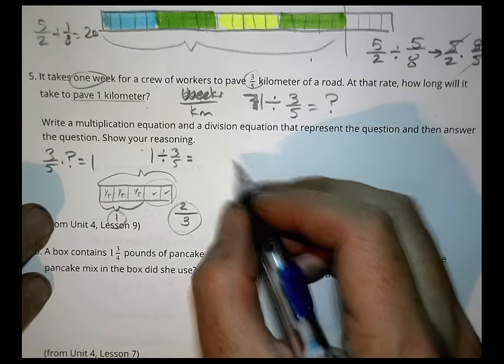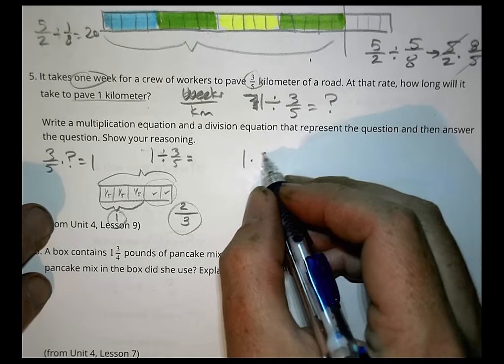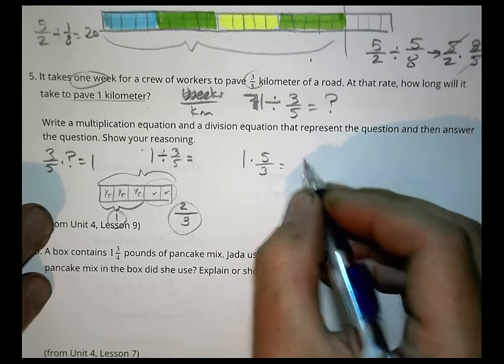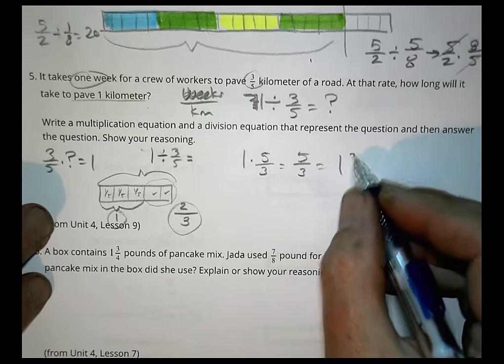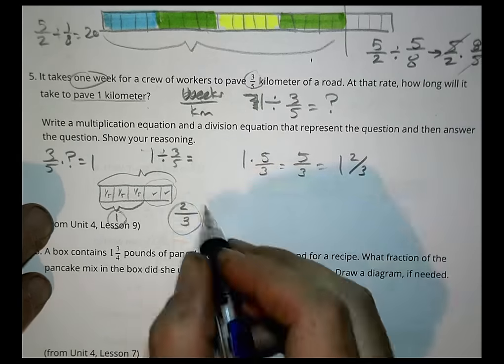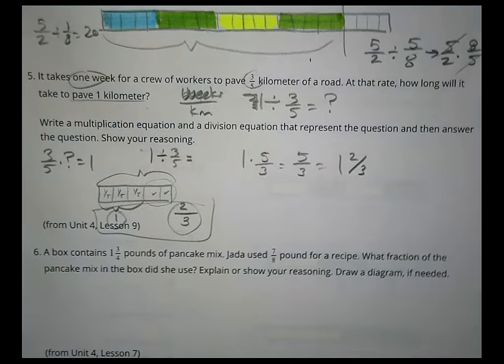Let's see how this works out here. 1 divided by 3/5 is the same as 1 times 5 over 3, which equals 5/3. 3 goes into 5 one time with 2 left over, for 1 and 2/3. So that actually works out the same as our picture, and we're okay.